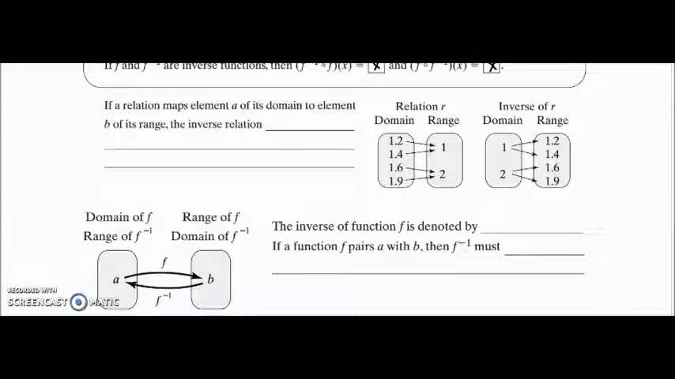All right, so if a relation maps element A of its domain to element B of its range, then the inverse maps B onto A.